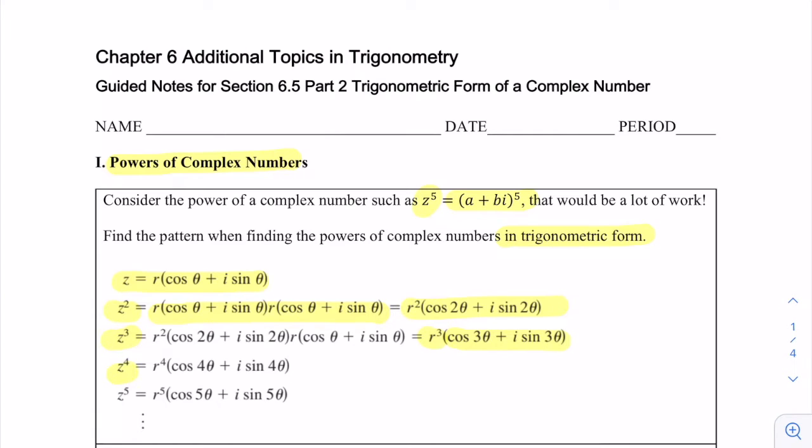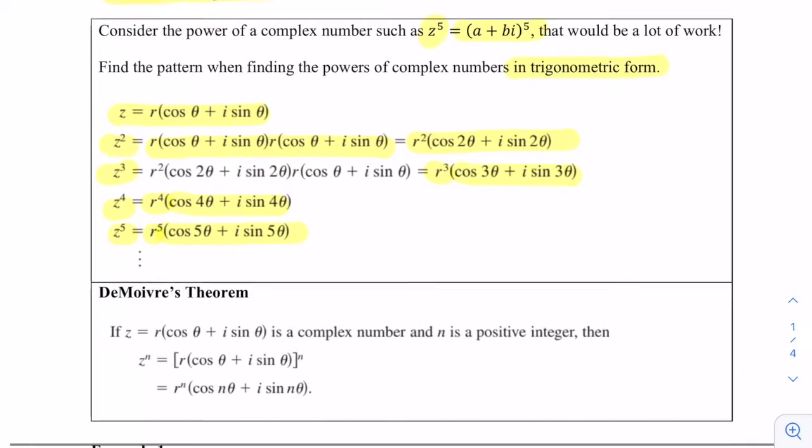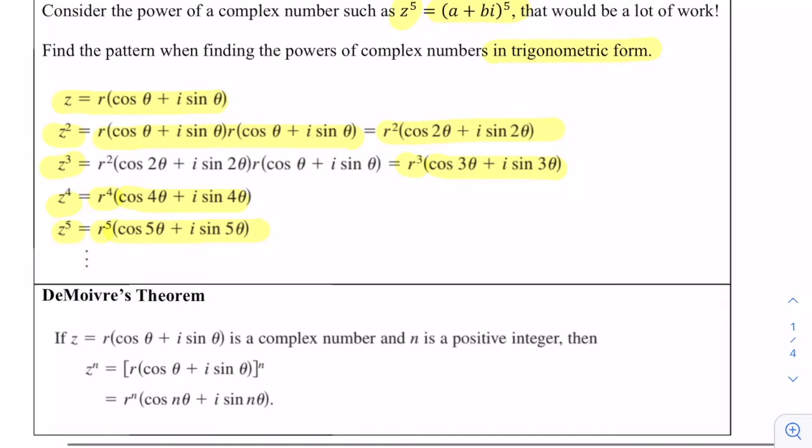And for z to the fourth, the r is going to be raised to the fourth, but the angle will be multiplied by 4. So it's very similar to exponential properties. When it's raised to a power, we're multiplying the exponents. So when we're raising this to a power, we're going to be multiplying the angle. Very interesting. The first person to really figure this out and publish it was de Moivre.